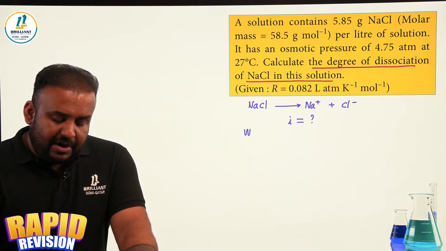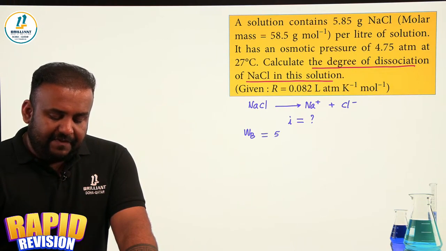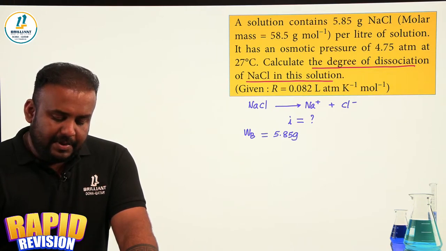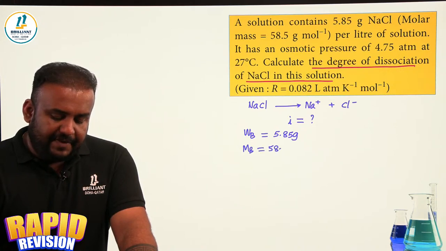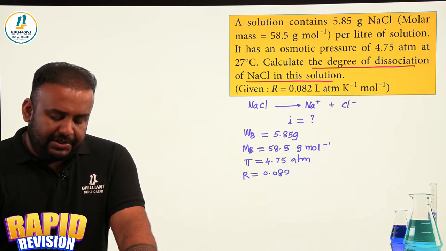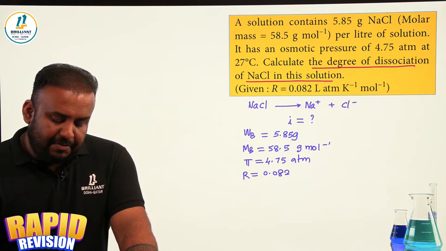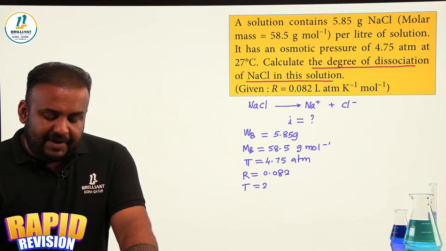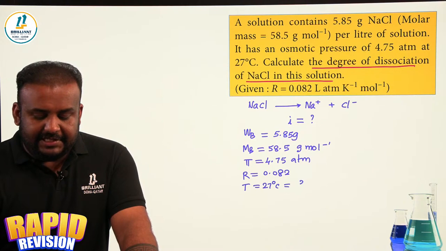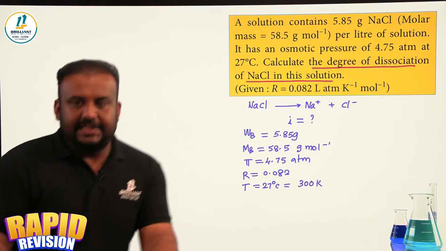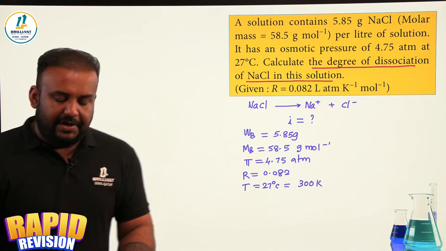What else is given? The weight of the solute is given, 5.85 gram. The molecular mass of the solute is given, 58.5 gram per mole. Osmotic pressure is given, 4.75 atm. R is given, 0.082 liter atm per Kelvin per mole. And temperature is given, 27 degrees. Remember, always take temperature in the Kelvin scale. So it is 300 Kelvin.